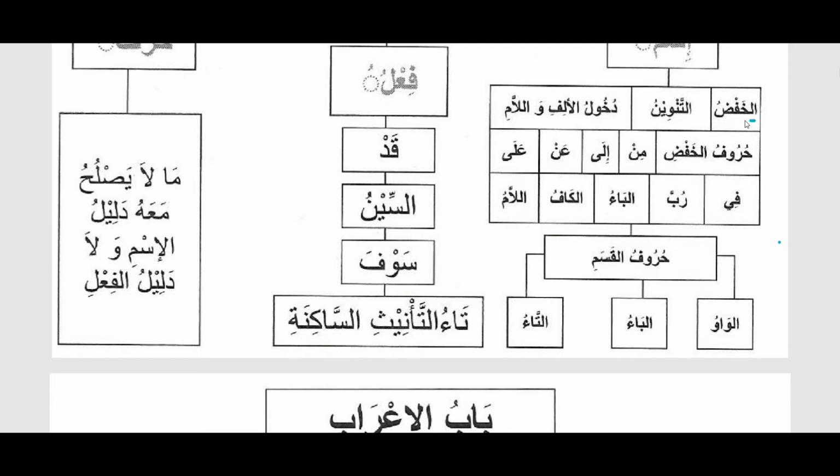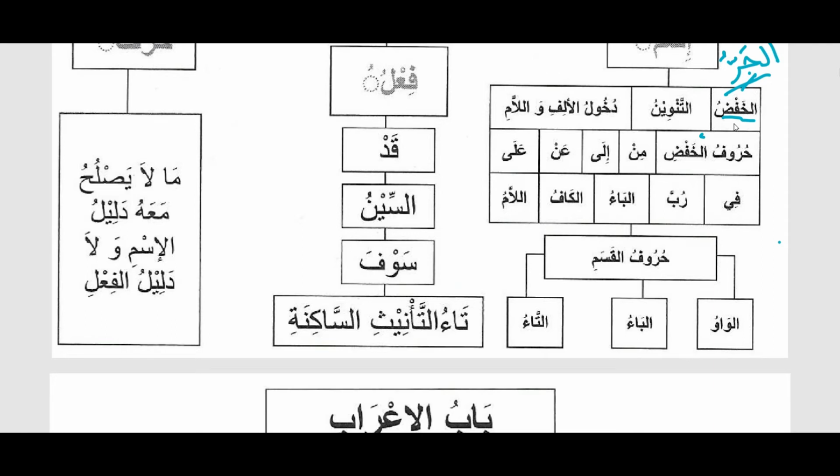And al-khafdu, that means jar. It also means al-jarru, and means harfu jar. As for what we have learned before, harfu jar, al-khafdu, al-jarru is the same.